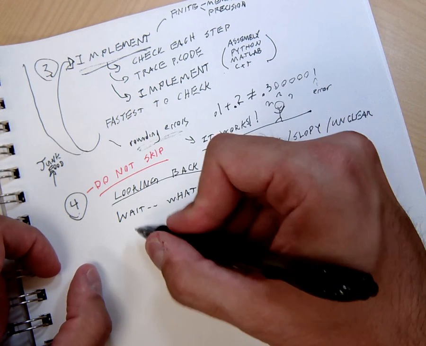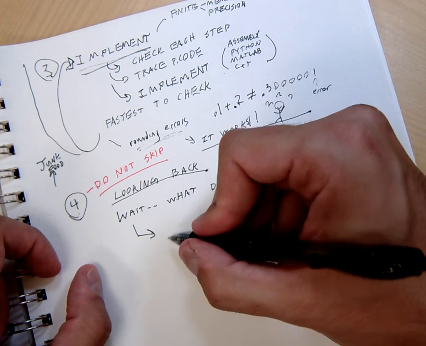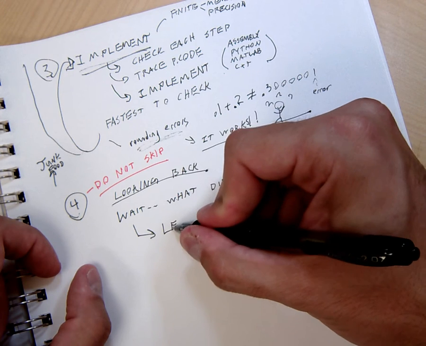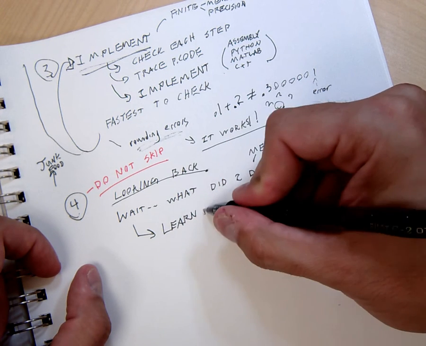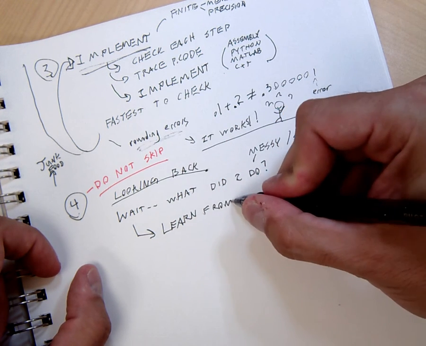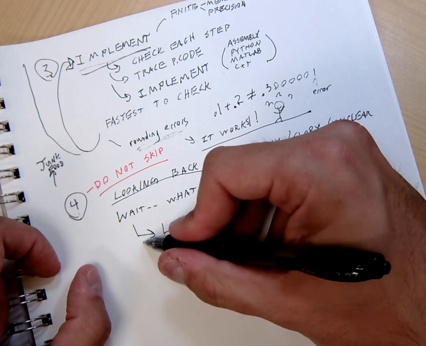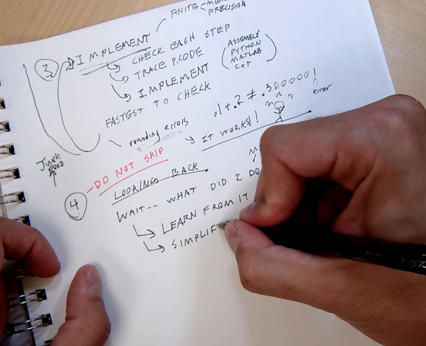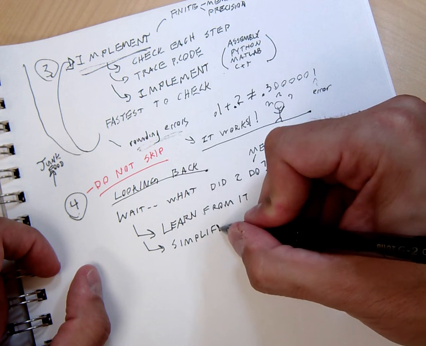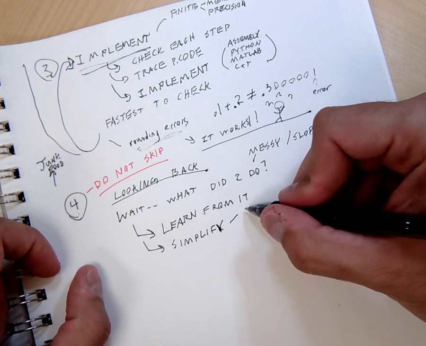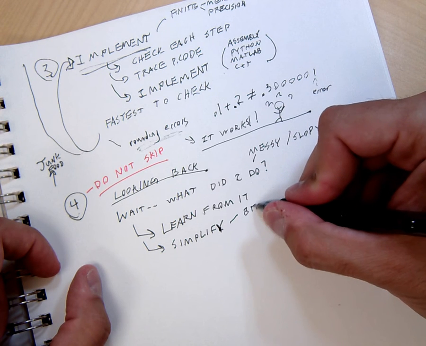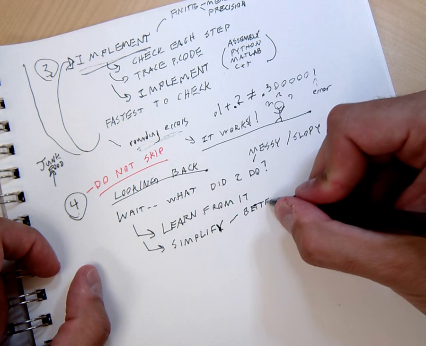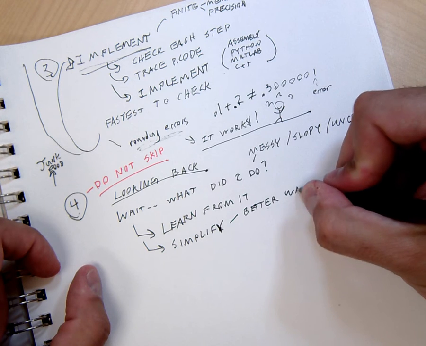So for this, you want to look back at what you've done, and you want to do a couple of things. You want to learn from it. You want to simplify. Could I have done it in a better way? Or a more general way?